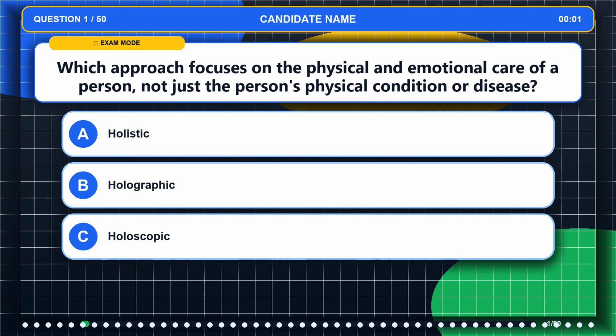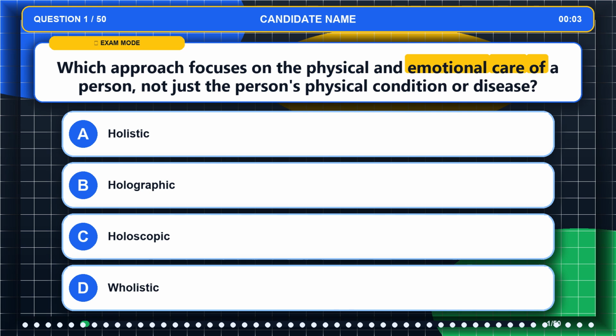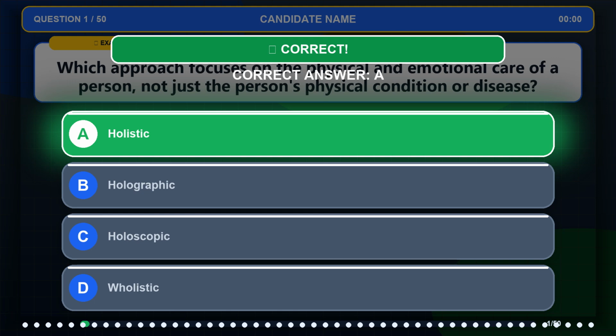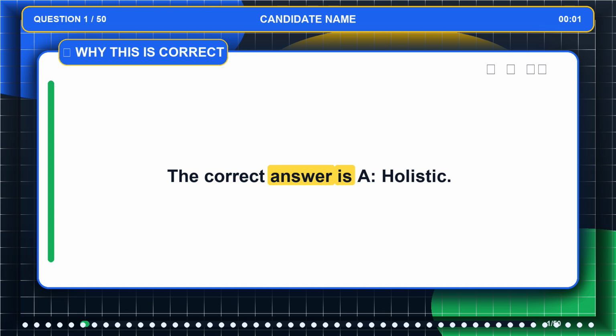Question 1. Which approach focuses on the physical and emotional care of a person, not just the person's physical condition or disease? Option A, holistic. Option B, holographic. Option C, holoscopic. Option D, holistic. The correct answer is option A, holistic.